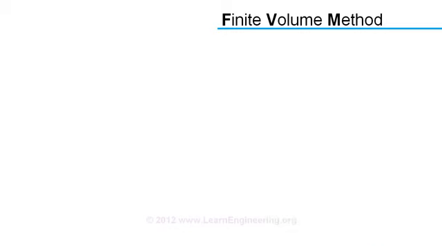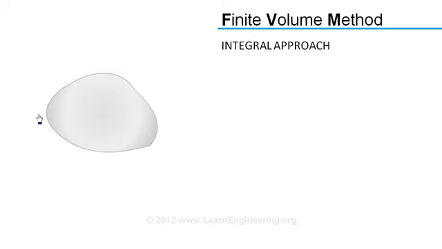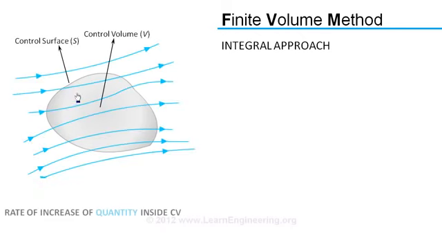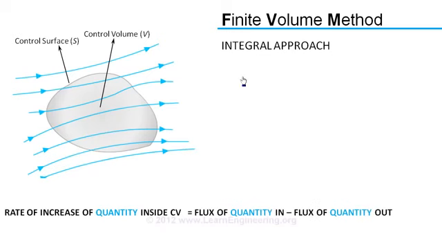The fundamental flow equations are derived in FVM using an integral approach. Here, instead of considering a differential volume, we will consider a finite volume of arbitrary shape. And we will say that when flow passes through it, the rate of increase of a quantity inside the volume will be the same as flux in minus flux out plus generation of the quantity. You can apply this to any quantity. The quantity can be either mass or a momentum component.